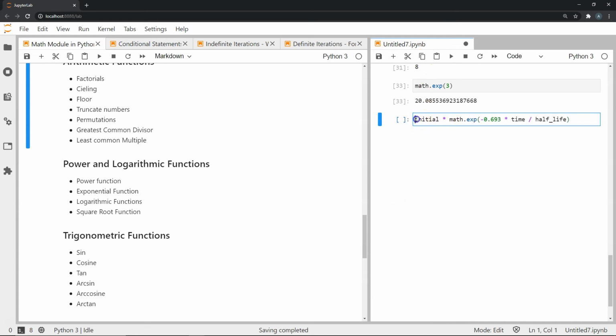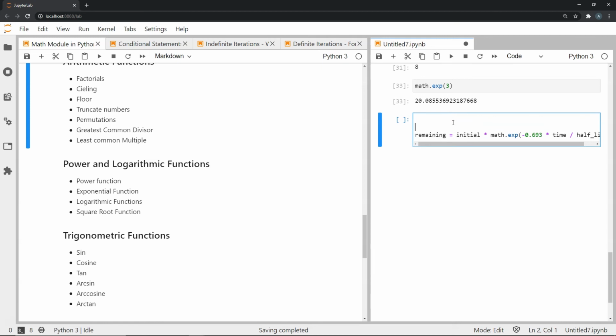So again, as you can see, this will give me the remaining amount of radioactive elements. So let's write down remaining. Let's assign this to a variable, remaining. The initial is the initial amount of radioactive elements, so let's give it some value, say 100. The time, let's assume it's 10 years. And let's say the half-life is, I don't know, let's give some value, say 3 or something.